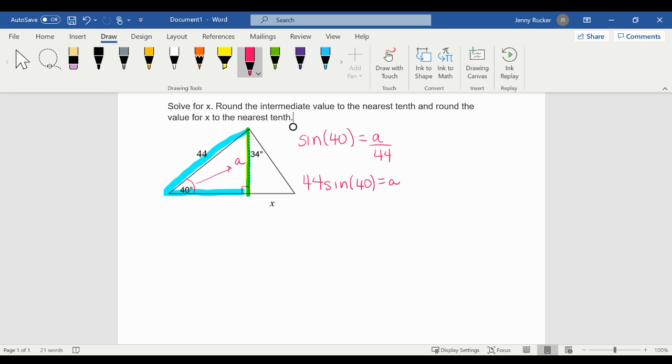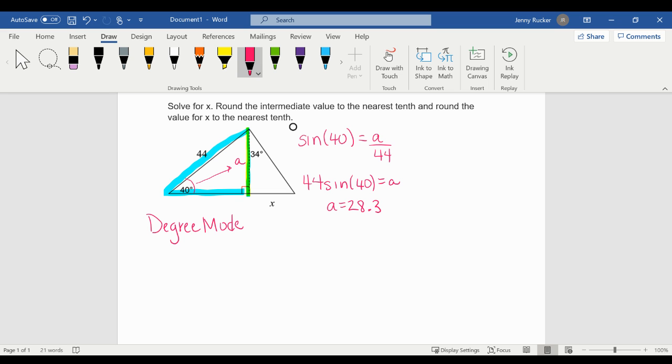So we'll enter that in our calculator. Make sure that we are in degree mode. So we'll do 44 sine of 40. And it asks us to round to the nearest tenth. So we'll do 28.3 since it was 28.28.